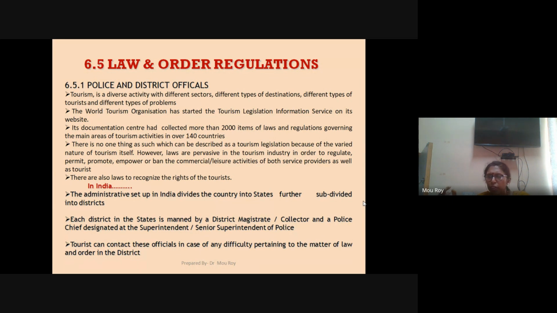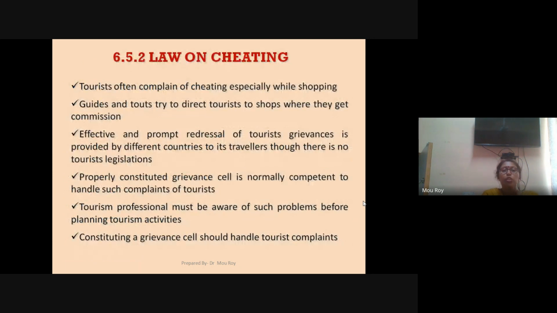So tourists, for any laws pertaining to their stay or accommodation or visiting any country, can contact these officials in case any difficulty arises, because they are the ones who maintain law and order in the district, in the state, in the country, right? So there are also laws on cheating.